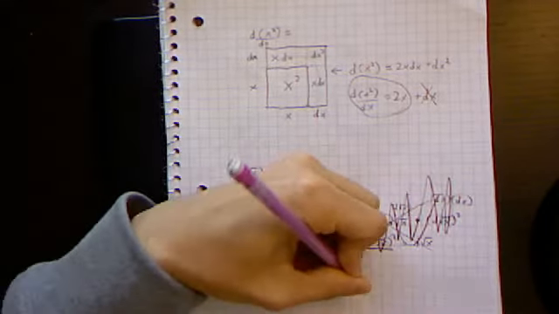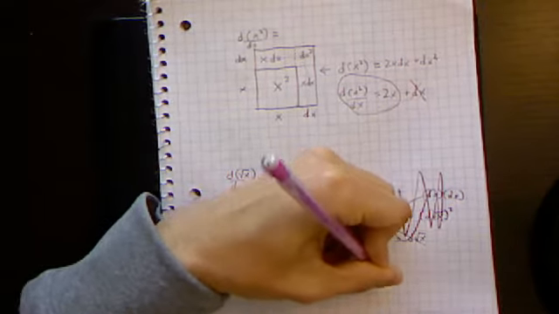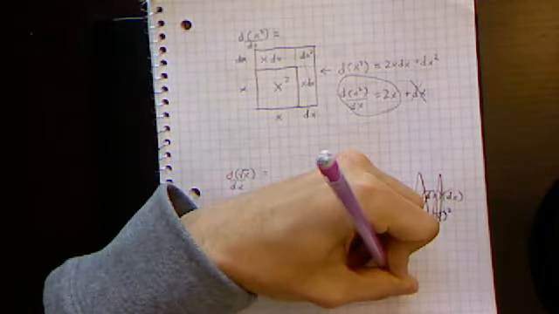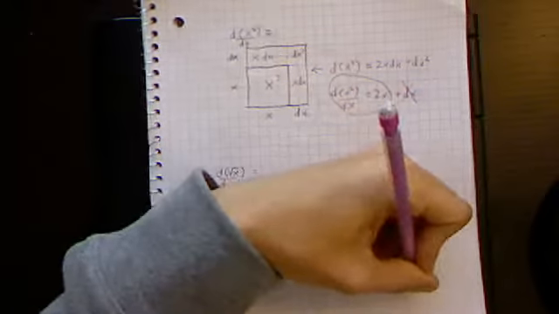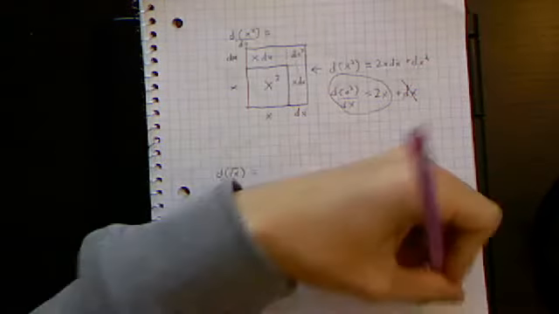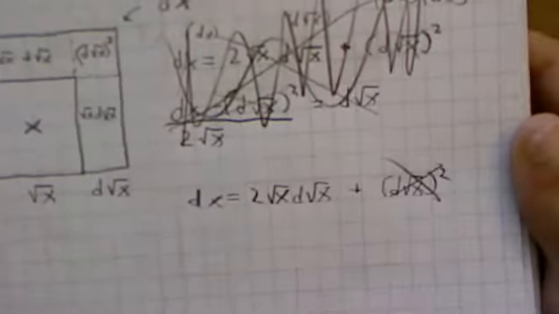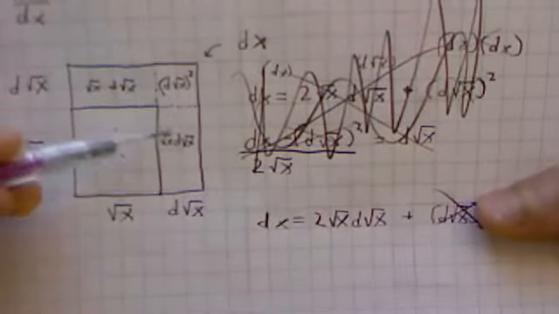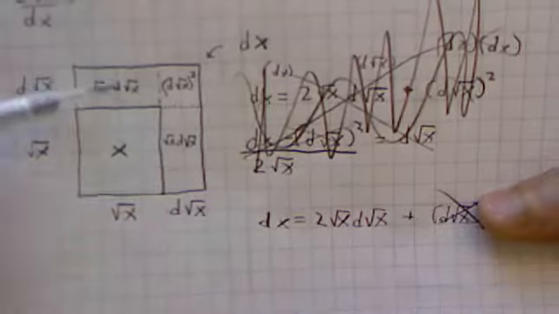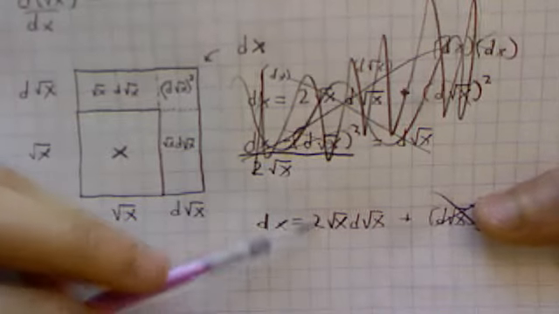So we have dx equals 2 square root of x times the derivative of square root of x plus, what was it? Okay, d square root of x squared. I'm just going to x that out at the beginning. In case you didn't, oh well. Right? Because this little piece right here is approaching zero much faster than these other two, which are right here.